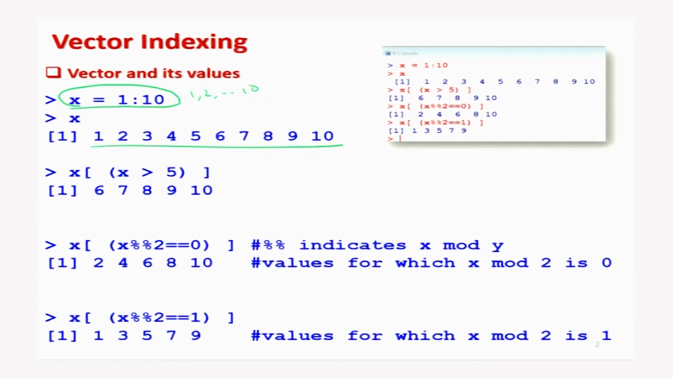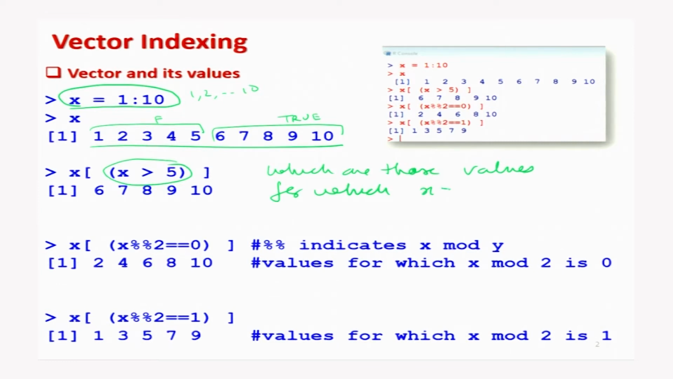In case you want to know which values are more than 5, you can use a command like x > 5. This is going to give you an outcome where for the values 1 to 5 it will say FALSE, and for 6 to 10 it will say TRUE. Now your objective is not really to find only the TRUE and FALSE, but you want to know which are those values which are greater than 5, or in simple words, those values for which x > 5 says TRUE.